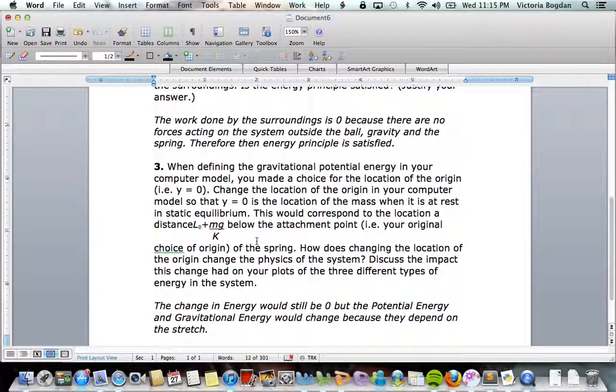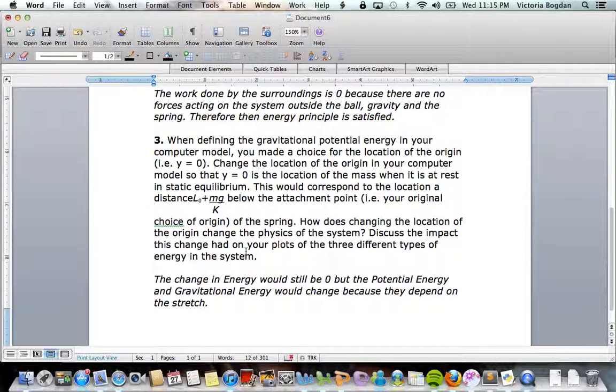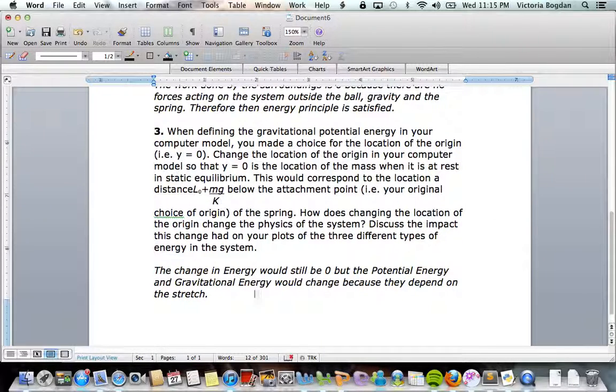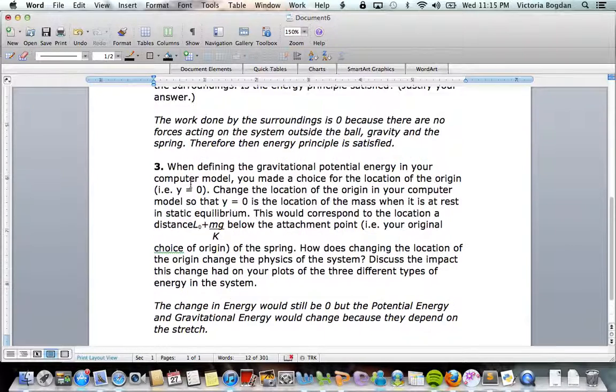And the next question talks about changing the location of the origin and how does this change the physics of your system. And this change would make the delta E be 0, but it would change the potential energy and the gravitational energy because they depend on the stretch of the spring. And that is all.